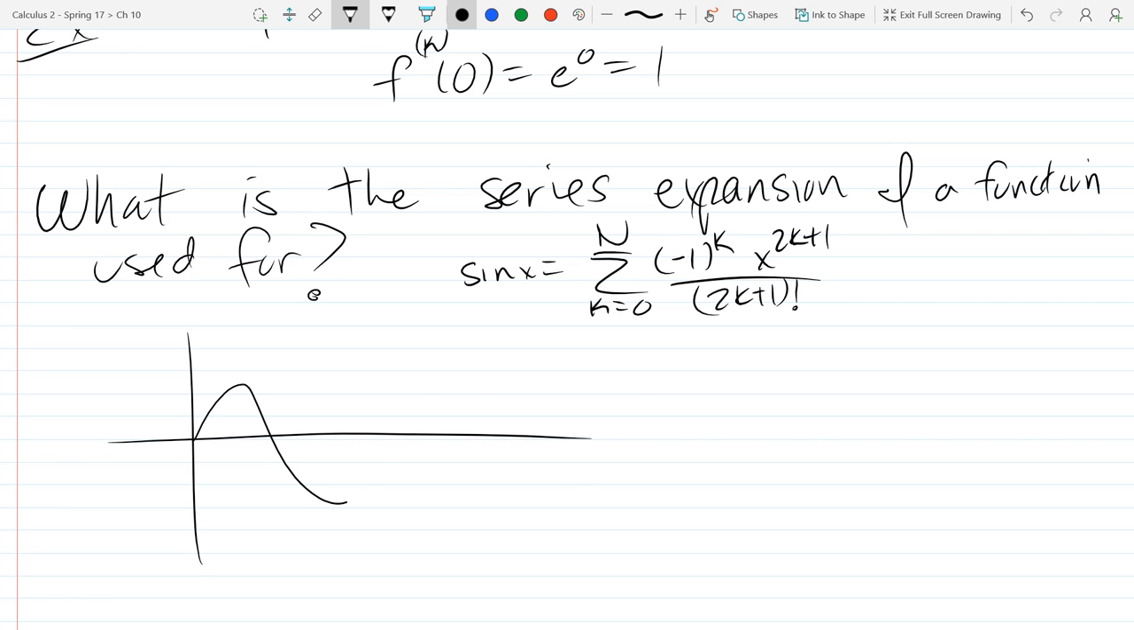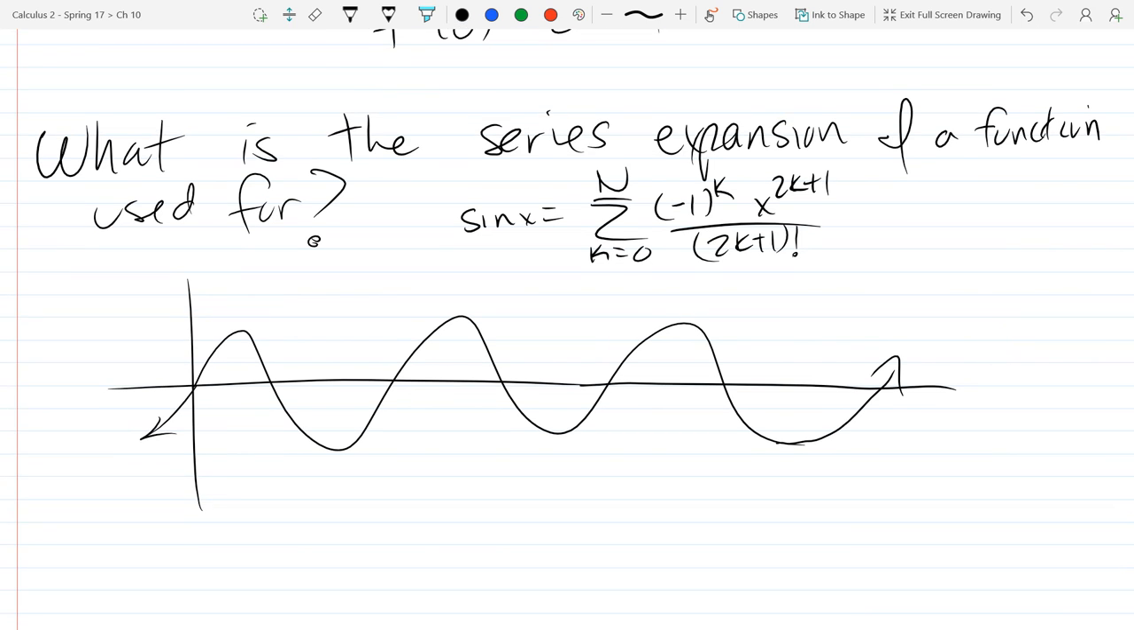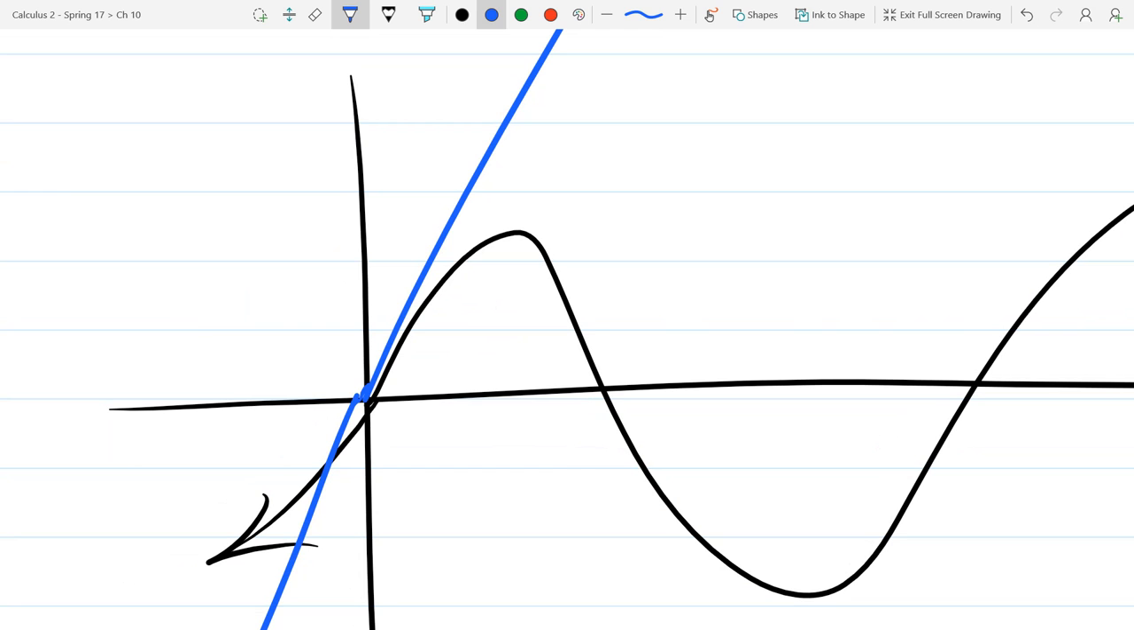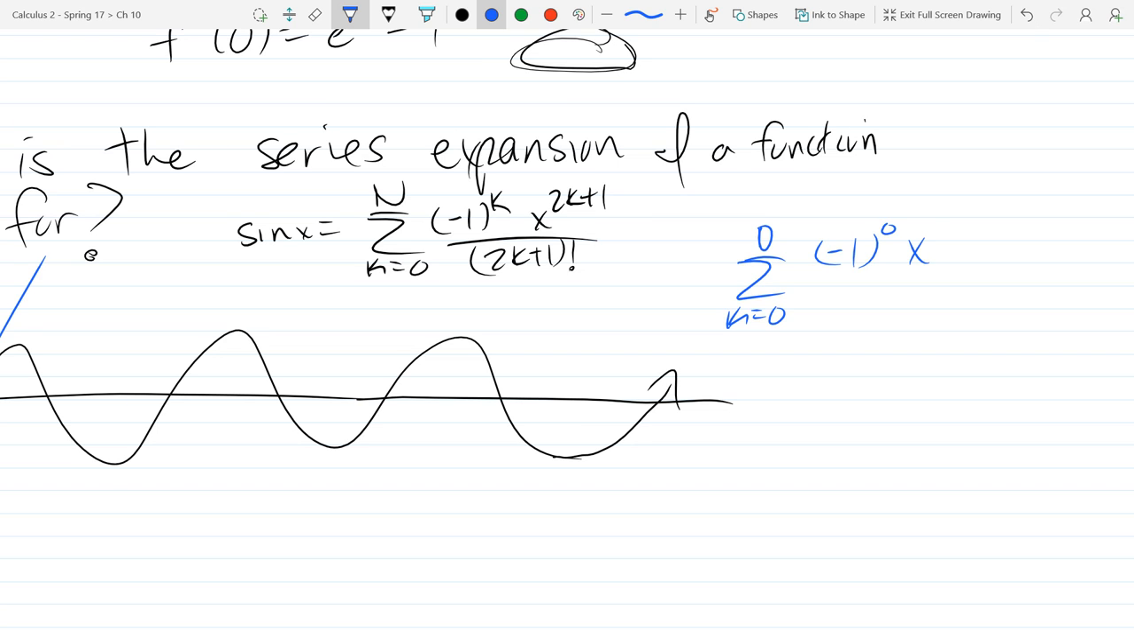So sine's easy to graph. Etc., etc. So that's basically the graph of sine. It keeps going. Let's say it only went up to n equals 2. That would give me a degree 5 polynomial right here. Actually, let's start even lower. Let's start at n equals 0. So here's the n equals 0 case. You're going to have a line right there that has a slope. Its slope is going to match the slope of the sine function. So in n equals 0, it's kind of boring, negative 1 to the 0, x to the first over 1 factorial.